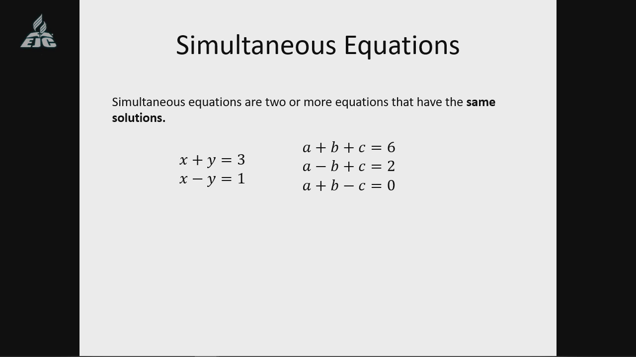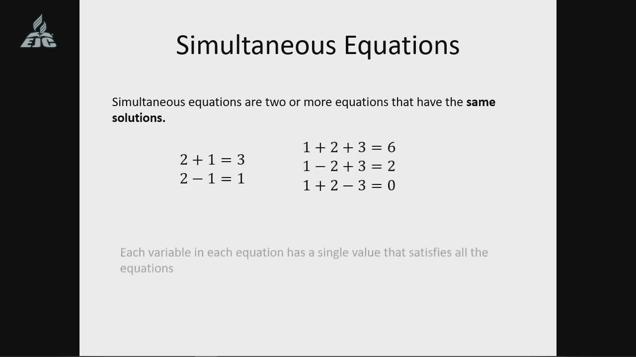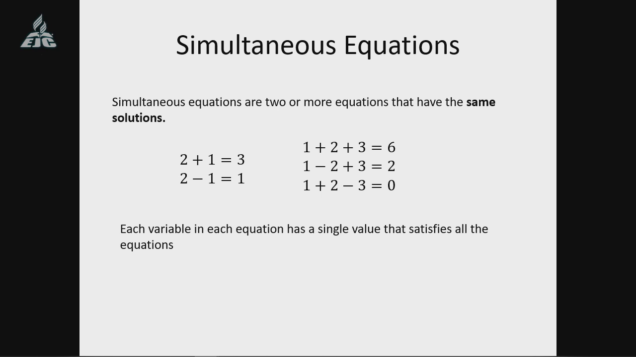In the other set of equations, we realize that there are three variables, a, b, and c, all adding up or summing up in some way to give a different value. However, the value of a in one equation must be the same value in all the other equations, so much that they will give the same value at the end. So each variable in each equation has a single value that satisfies all the equations.